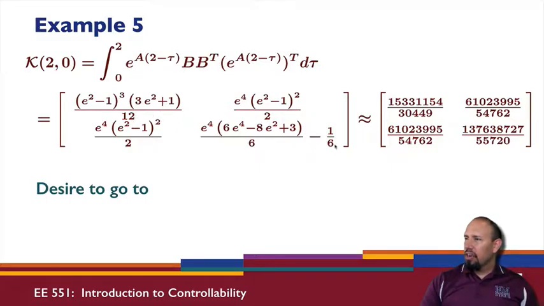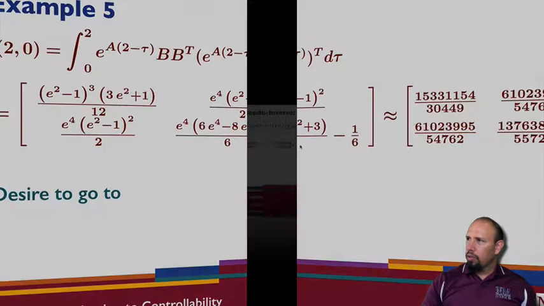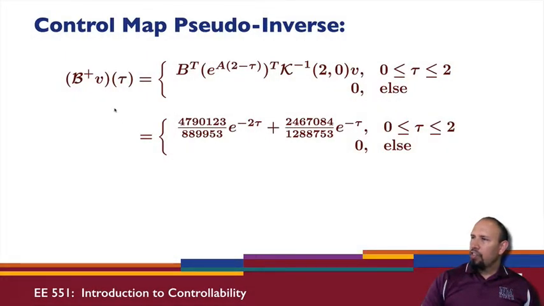Okay, and so here's my controllability Gramian. And so if I now take the pseudo-inverse operating on v, where the v is the v that I am going to be using, the v that appears in my formula, so I'm going to take all of this quantity. Between 0 and 2, I'm going to use this expression, and 0 otherwise.